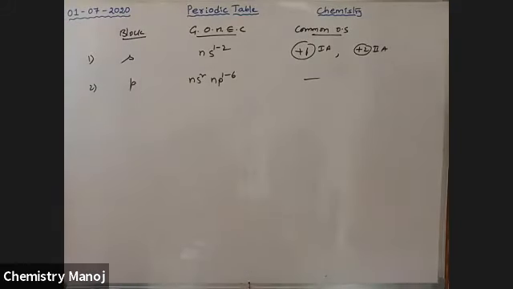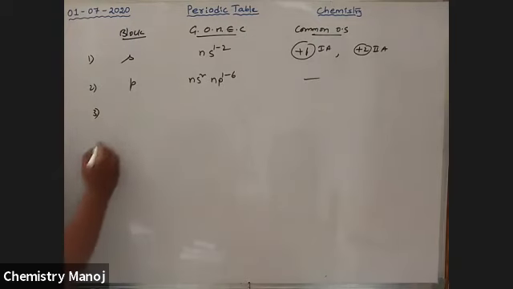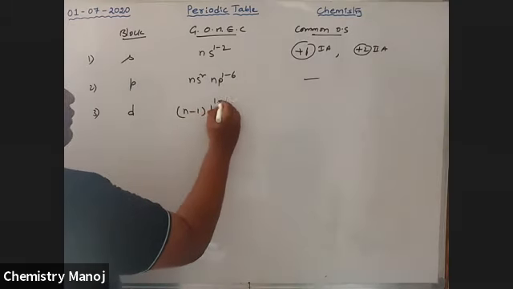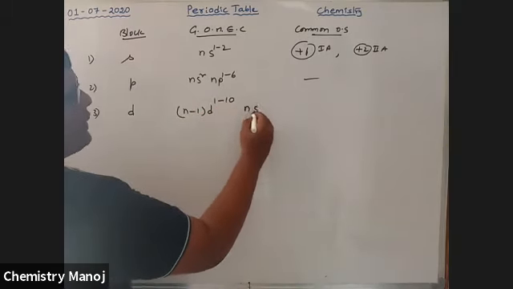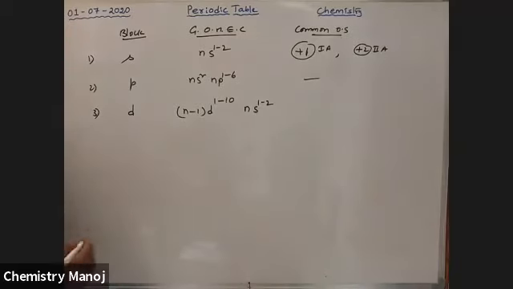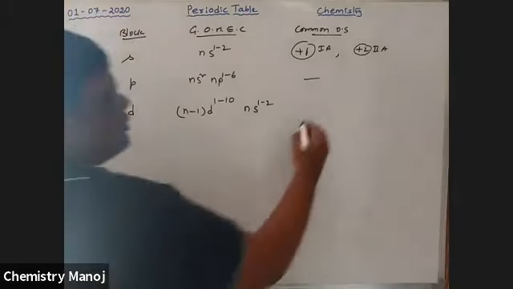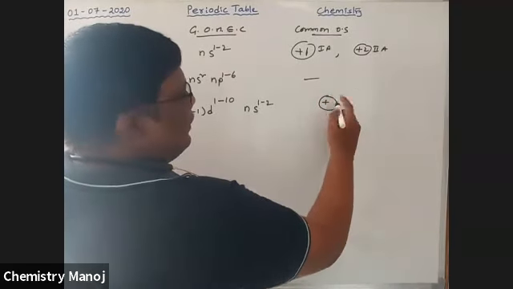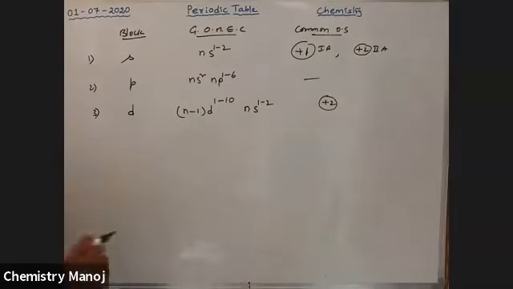Next, third one, D block elements. It is (n-1)d1 to 10 ns1 to 2. Here the common oxidation state is +2.